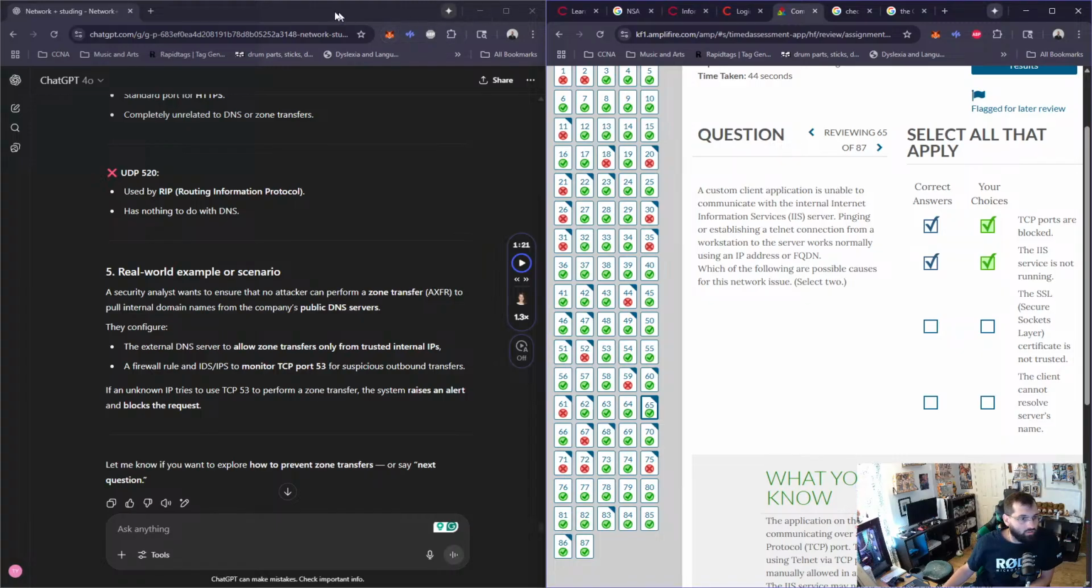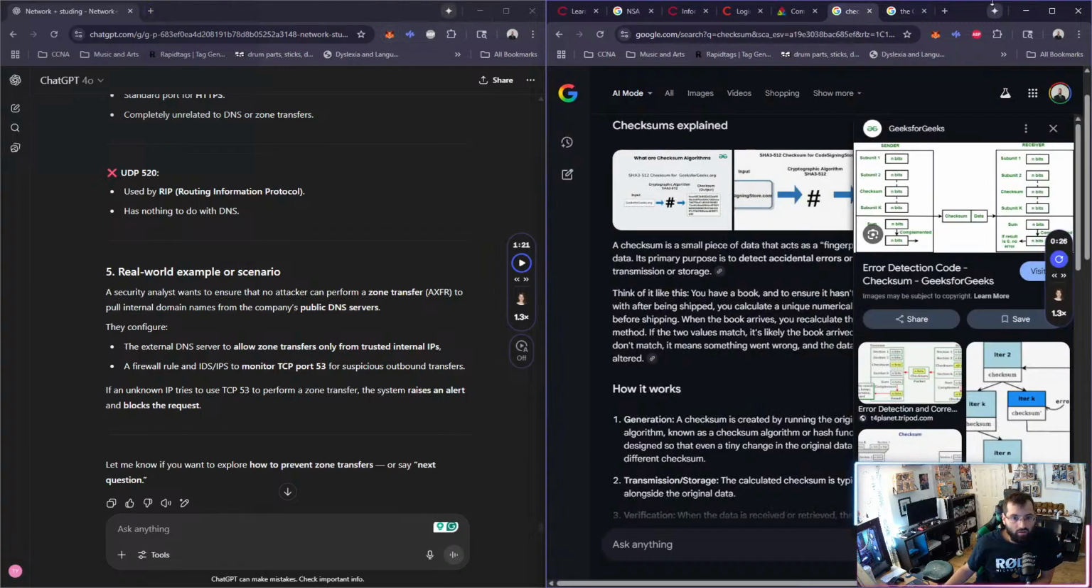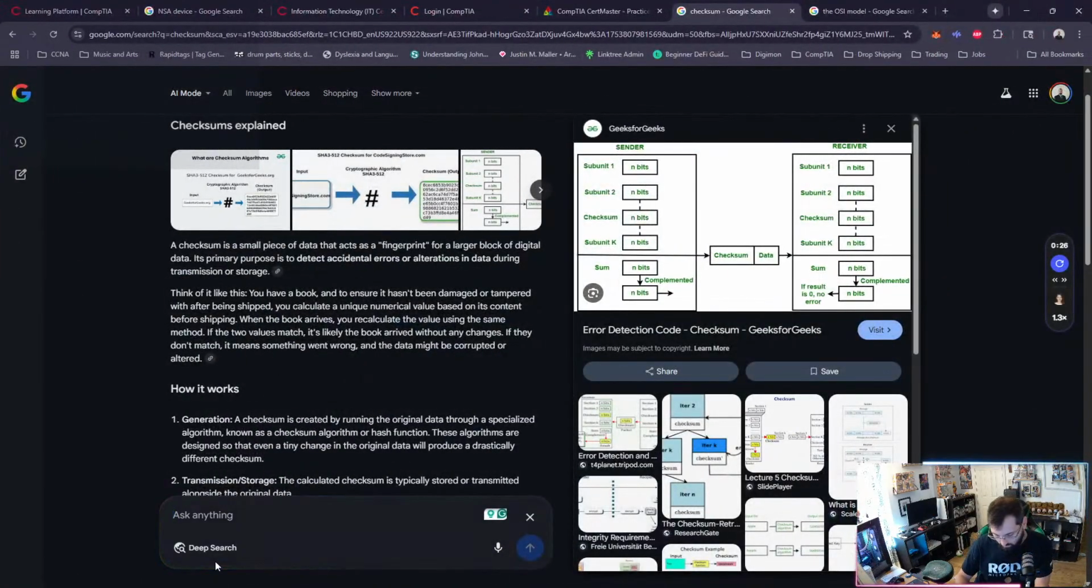Let's go here real quick. Explain to me what ports are, how they function, and how they work with UDP and TCP. Give me a visualization. Did I spell that right?